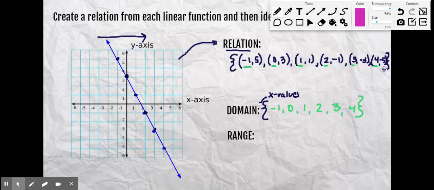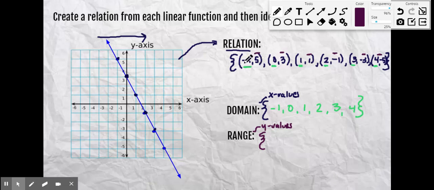Remember, the word from our notes, range, are all of our y values. Now the y values are the second number in each ordered pair. They represent the output values, the y-axis. So now I have to list those. But remember, range and domain need to be in numerical order.